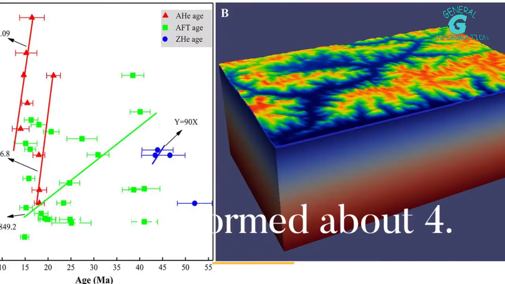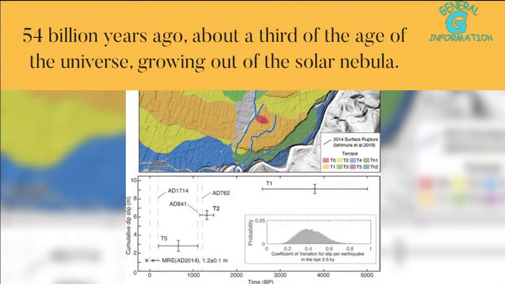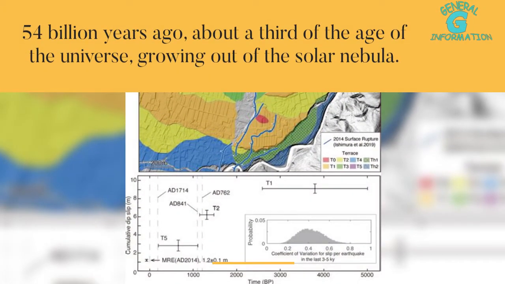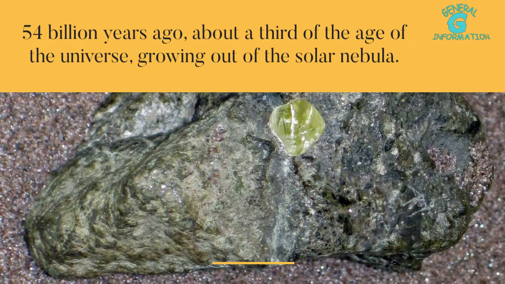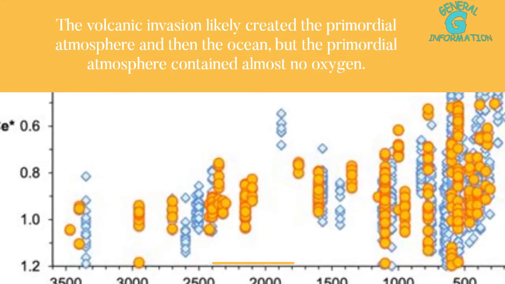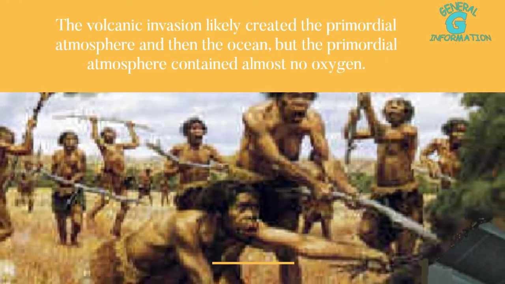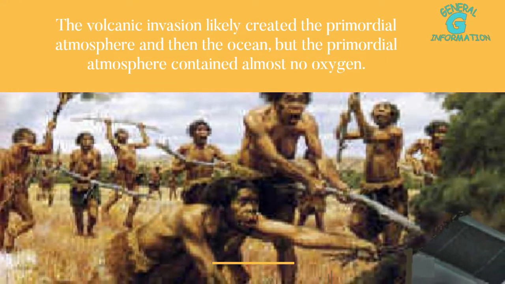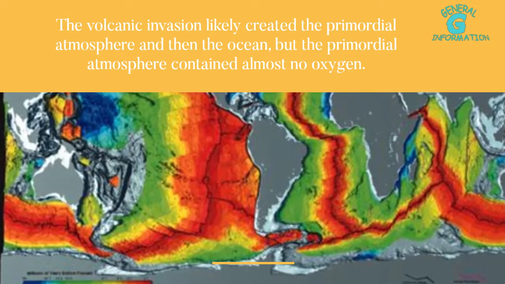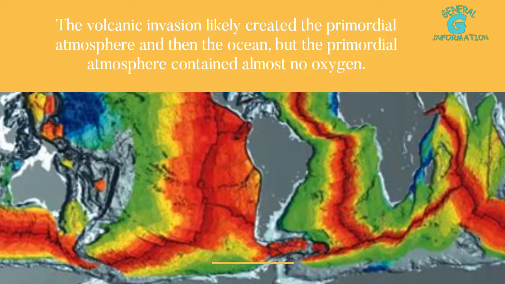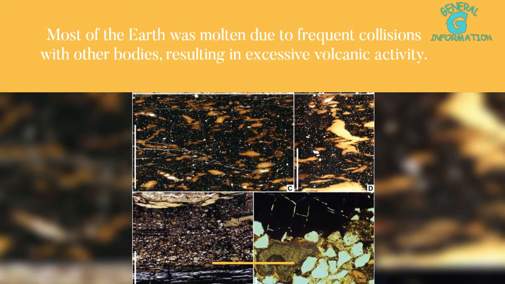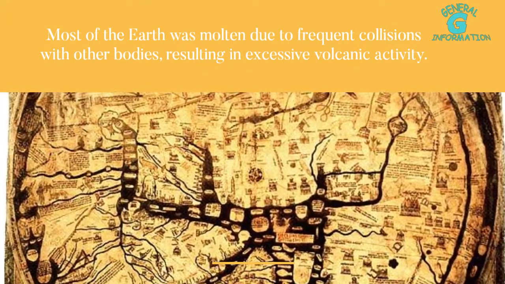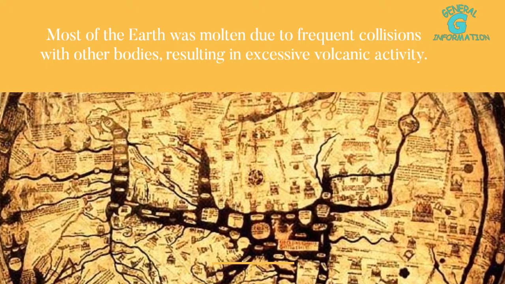Earth formed about 4.54 billion years ago, about a third of the age of the universe, growing out of the solar nebula. The volcanic invasion likely created the primordial atmosphere and then the ocean, but the primordial atmosphere contained almost no oxygen. Most of the Earth was molten due to frequent collisions with other bodies, resulting in excessive volcanic activity.